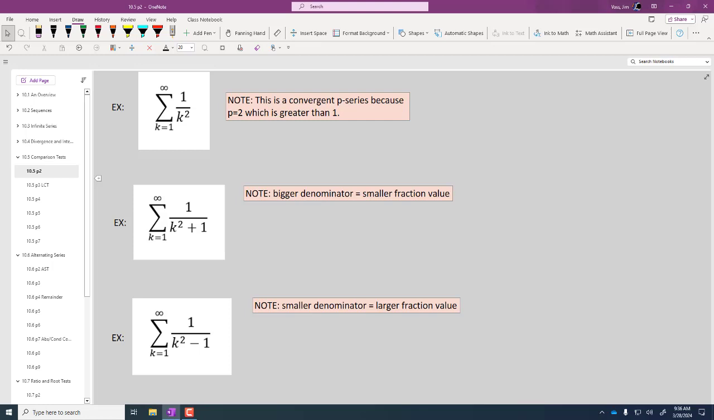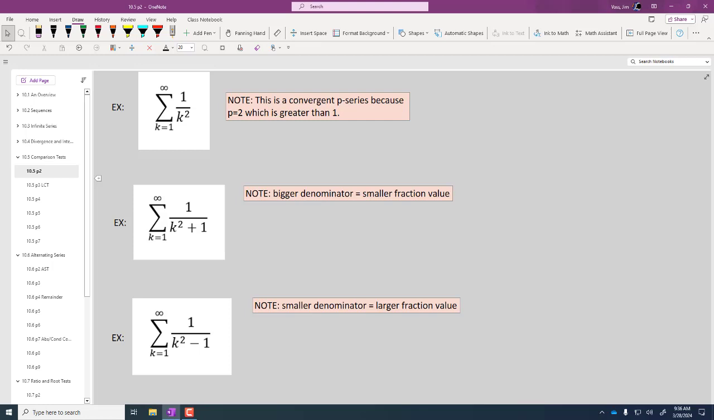If we know that this p-series converges, and then we come down here and want to decide whether this series is smaller than it, here's how I think about it. This denominator is bigger than that denominator, which means the fraction values are smaller. So this one is smaller than that one. So we will be able to use the direct comparison test to show that this one converges.